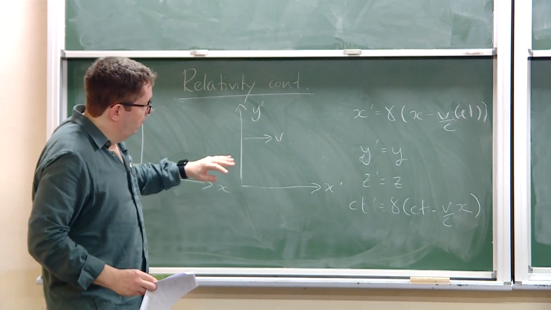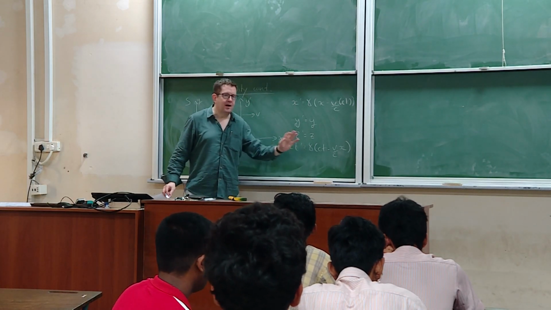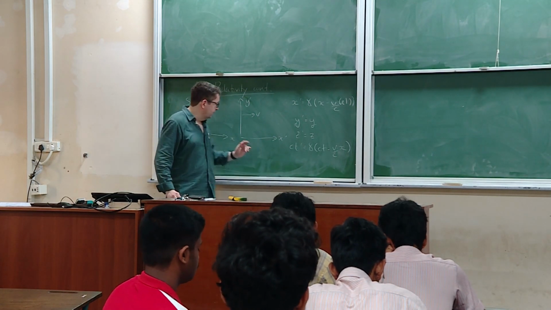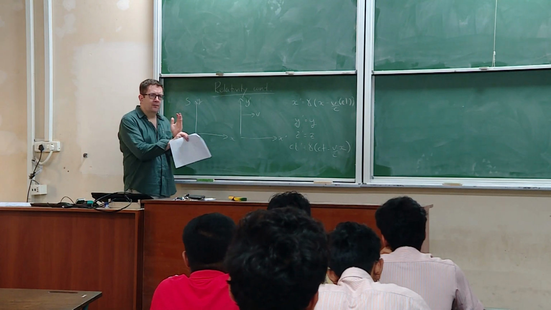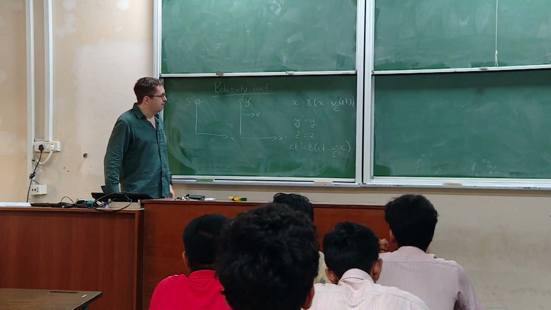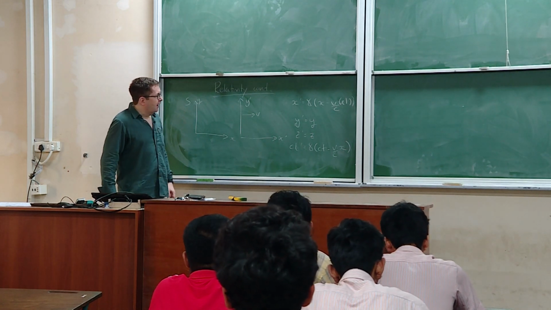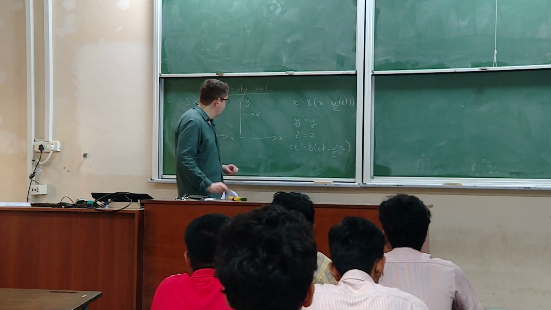And the big change from our Galilean relativity was the fact that time is different. So the two clocks in the two frames that were synchronous when they overlap with one another will be different now in the two frames, okay? So this is the big change. And that has consequences, okay?